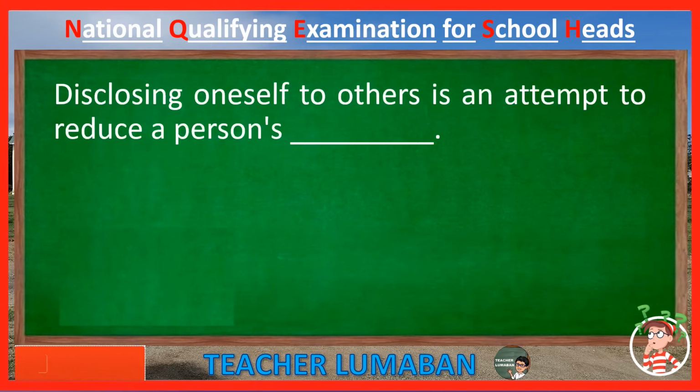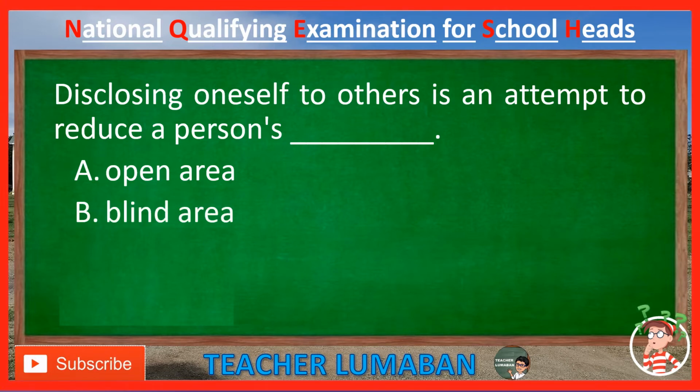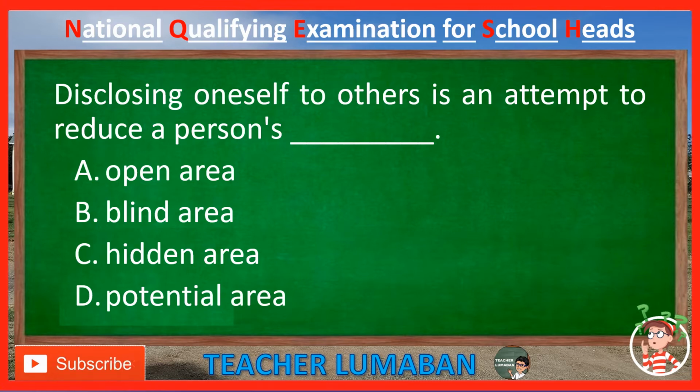Disclosing oneself to others is an attempt to reduce a person's blank. Letter A, open area. Letter B, blind area. Letter C, hidden area. Letter D, potential area. Choose the suitable answer based on the given choices in 5 seconds.